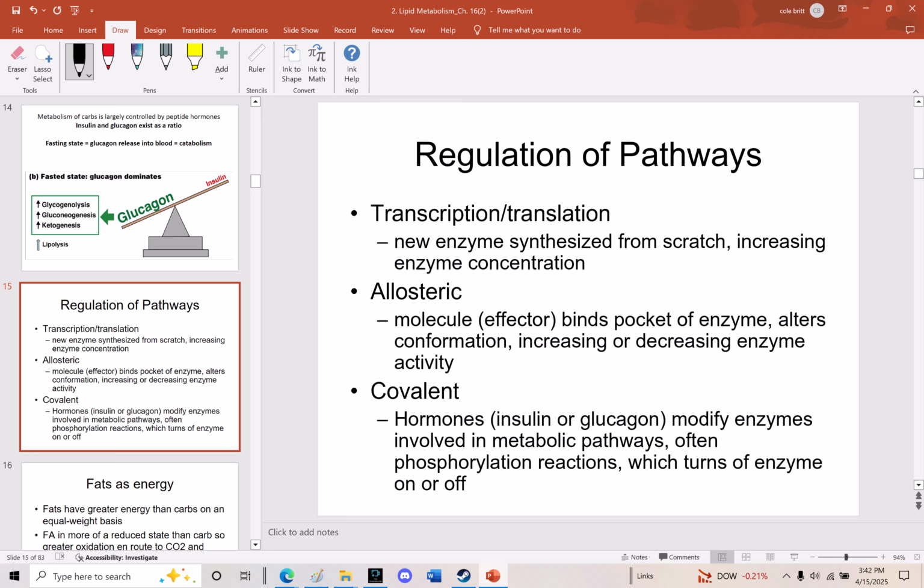Insulin is going to be behind this. Insulin dominates in the fed state. And one, we already know this, it's the one that's going to help glucose enter the cell. But it also increases the availability and uptake of fatty acids by adipose tissue. So it turns on this enzyme.